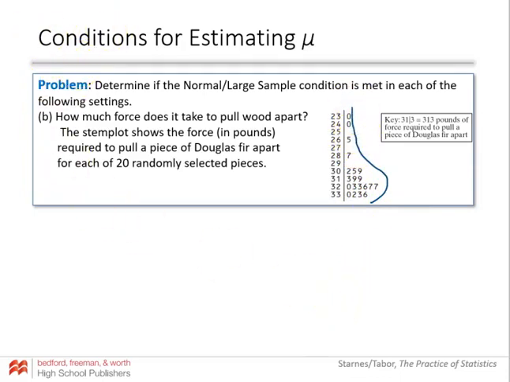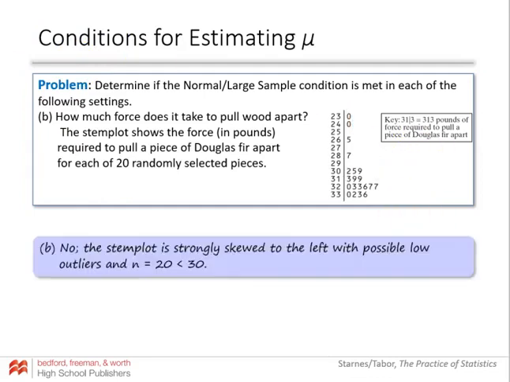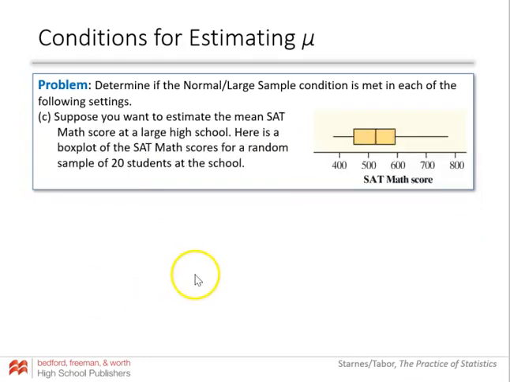That distribution is definitely strongly skewed. There's more on the left side than the right, and these even could be outliers. So we would say no, the normal large sample condition is not met with this sample. All right, now we have another example here.